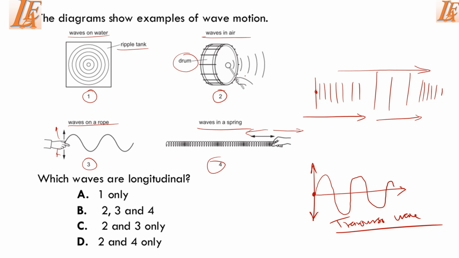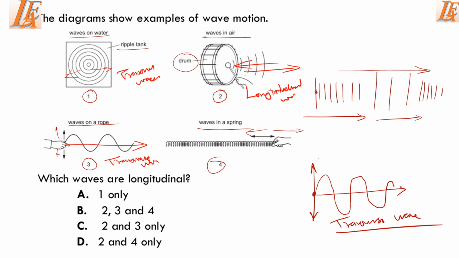In this case, for a ripple tank, if you drop a small stone inside the water, the displacement of the particles will be up and down, but the wave will be moving outward. So this one is a transverse wave. Then the second one is a drum. You beat the drum like this, and then the wave will be moving in the same axis. This one is a longitudinal wave. Then we have three, kicking a rope up and down, but the wave will be moving in this direction. This one is a transverse wave.